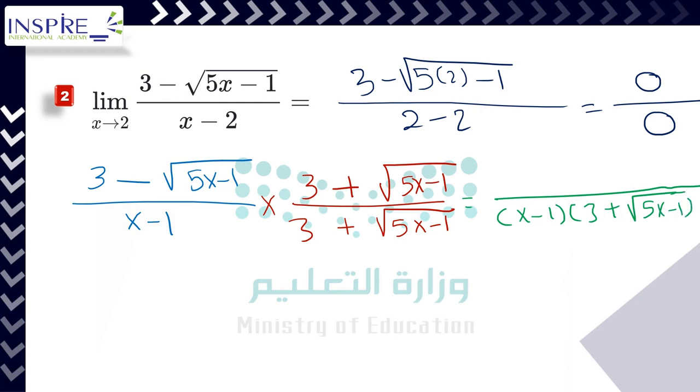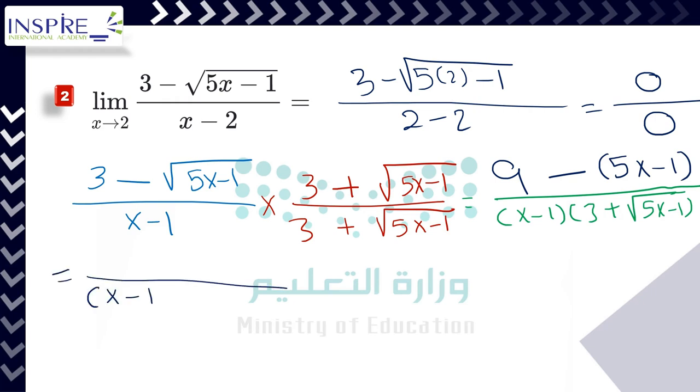And the numerator, we will multiply them, so it's 3 times 3 is equal to 9, negative times positive is equal to negative, and root 5x minus 1 times root 5x minus 1 will give you 5x minus 1. Okay, next step, keep the denominator the same, so it will be x minus 2 times 3 plus root 5x minus 1. And you will distribute the negative sign, so it will be 9, negative 5x, negative times negative 1 will be plus 1.